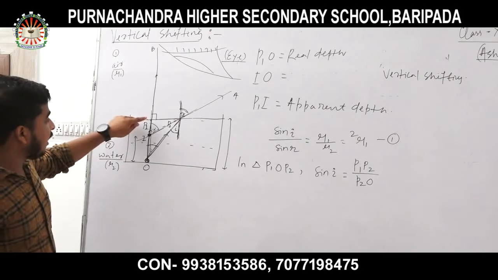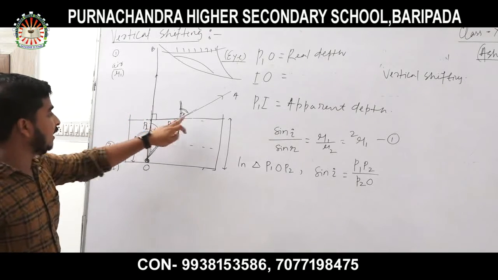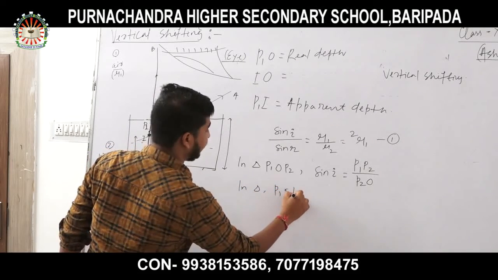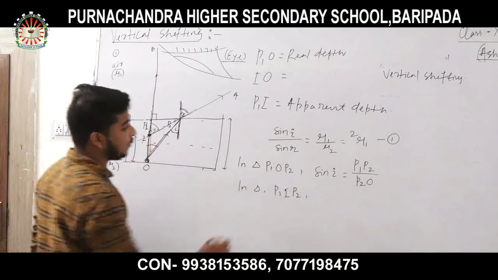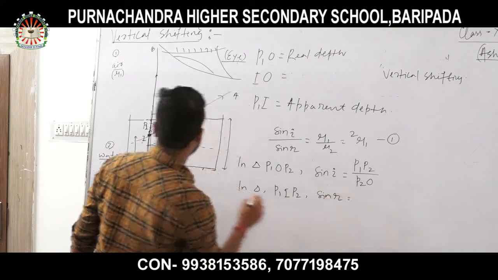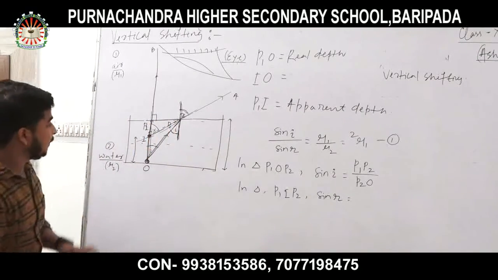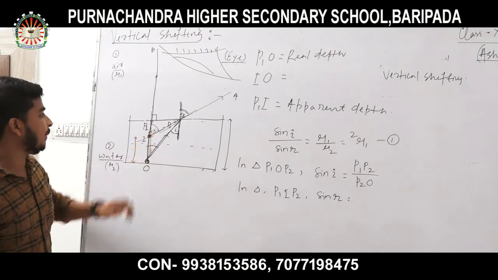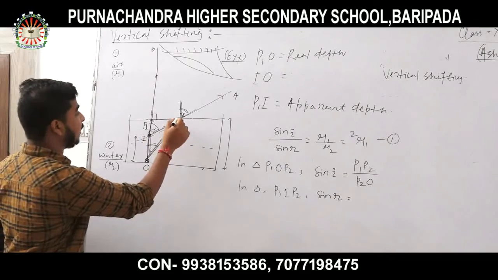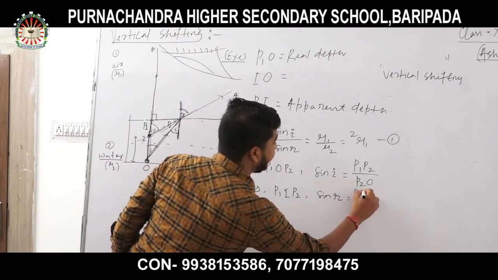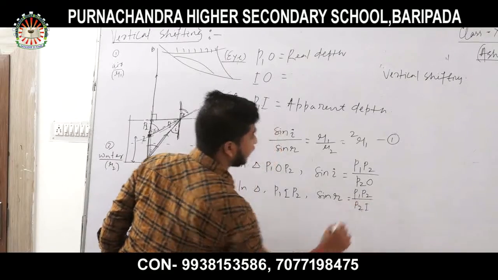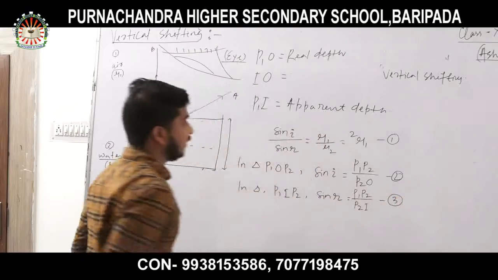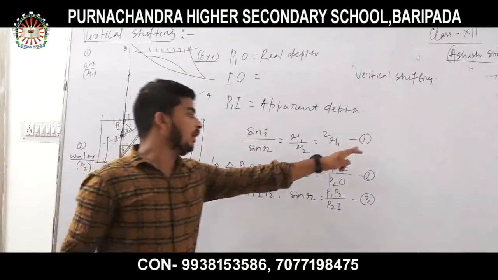Now look at the triangle P1IP2. In this triangle, this angle is R. For this angle R, sine of R will be what? P1P2 by P2I. Mark these as equation 2 and equation 3. This is equation 1, 2, 3.